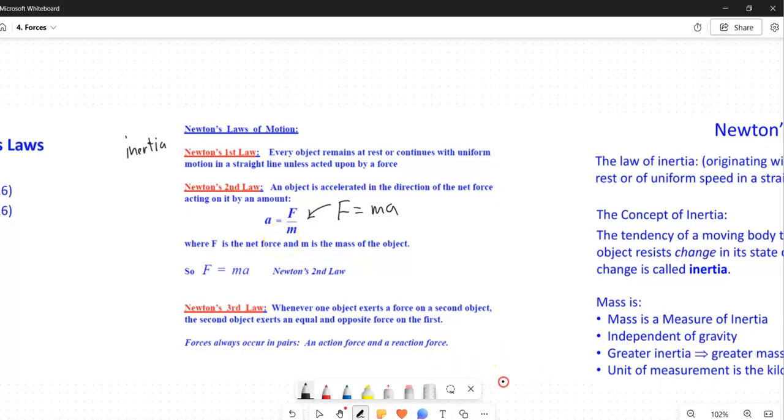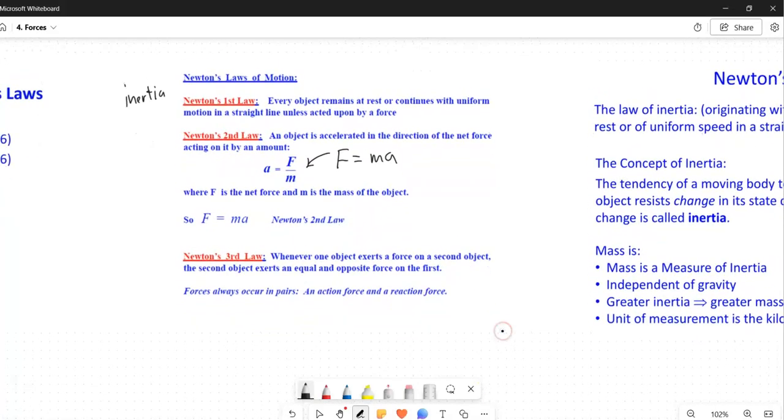The final one, which I think is really strange, but it is predictive. Whenever one object exerts force on another object, that other object exerts the exact same force back on the other object, but in the opposite direction. So forces are equal and opposite. And so it's often called action-reaction pairs, right? So we will also get into that as well.